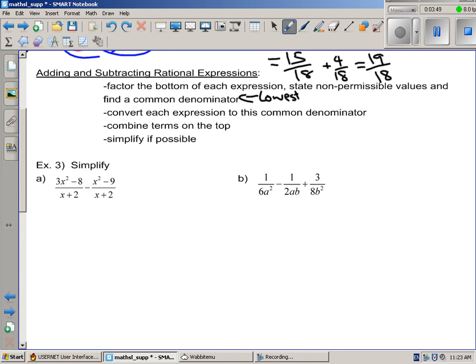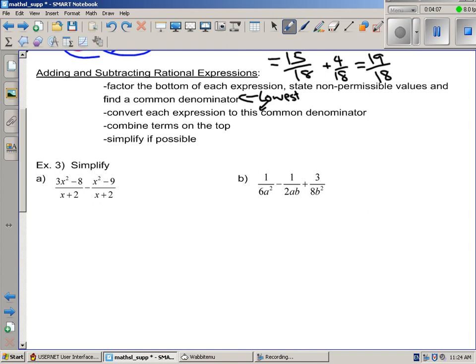We'll convert each expression to this common denominator, the lowest common denominator, and combine the terms on top, because that's what happens when you add and subtract fractions. You get a common denominator, and the bottom stays the same. You add and subtract the top. And we'll simplify if that's possible.